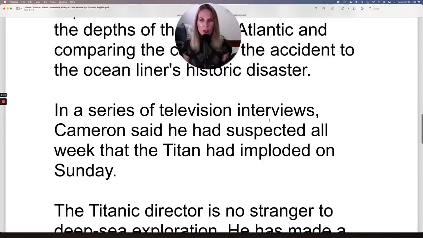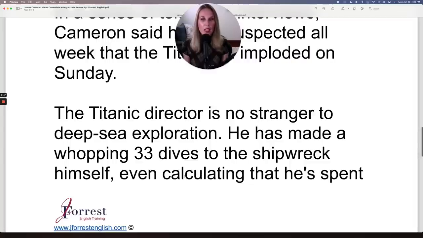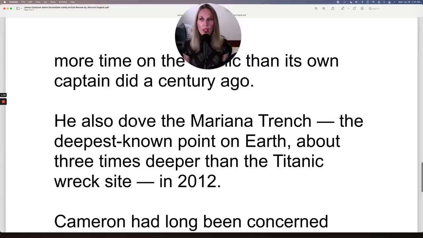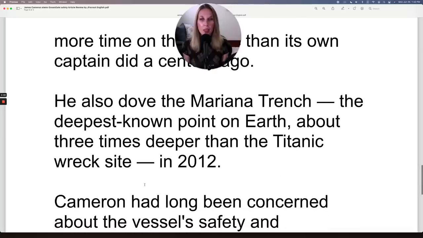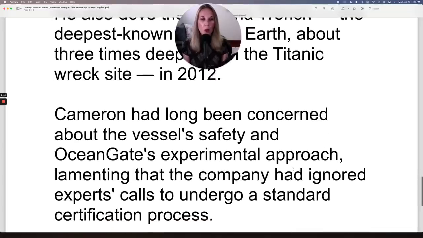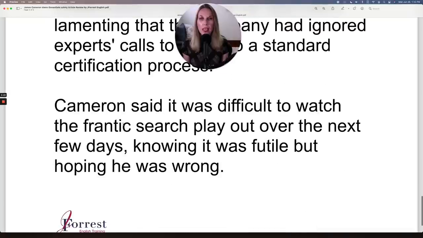In a series of television interviews, Cameron said he had suspected all week that the Titan had imploded on Sunday. The Titanic director is no stranger to deep sea exploration. He has made a whopping 33 dives to the shipwreck himself, even calculating that he's spent more time on the Titanic than its own captain did a century ago. He also dove the Mariana Trench, the deepest known point on Earth, about three times deeper than the Titanic wreck site, in 2012. Cameron had long been concerned about the vessel's safety and OceanGate's experimental approach, lamenting that the company had ignored experts' calls to undergo a standard certification process. Cameron said it was difficult to watch the frantic search play out over the next few days, knowing it was futile, but hoping he was wrong.